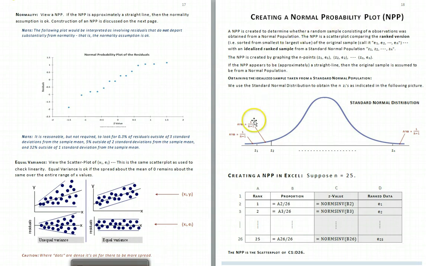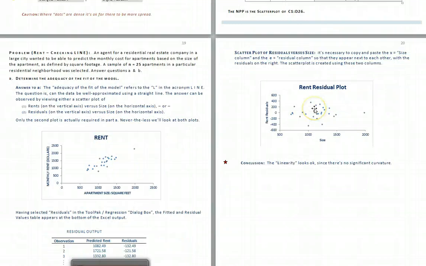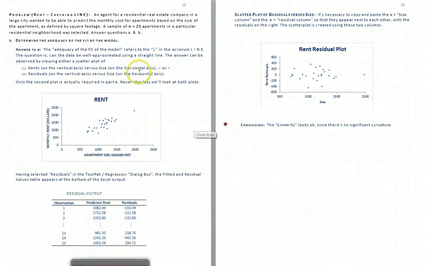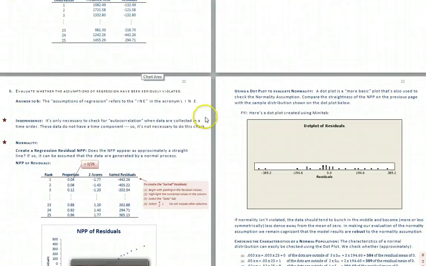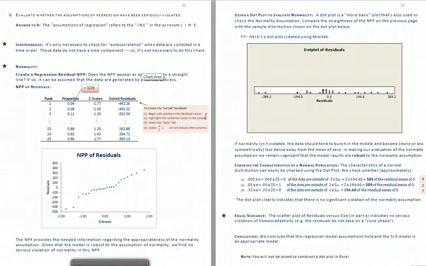You should read this next page on creating a normal probability plot. You will be required to create a normal probability plot on the homework. The next 4 pages are a residual analysis for a specific problem described here. You should go over this problem.